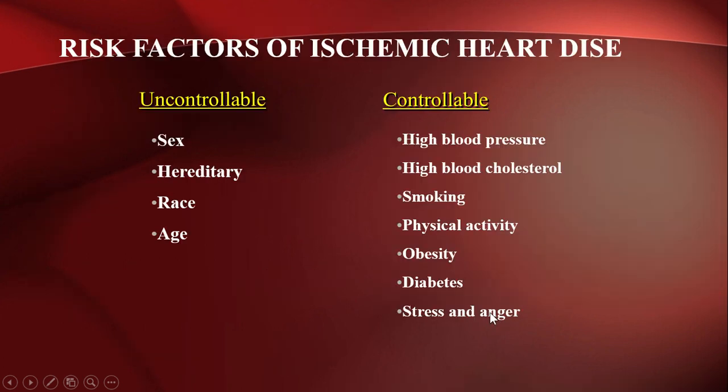The risk factors of ischemic heart disease are divided into uncontrollable and controllable. Uncontrollable include sex, heredity, race, and age, but controllable include high blood pressure, high blood cholesterol, smoking, physical activity, obesity, diabetes, and stress and injury. And here they mean physical inactivity, or hypodynamia, or less physical activity.